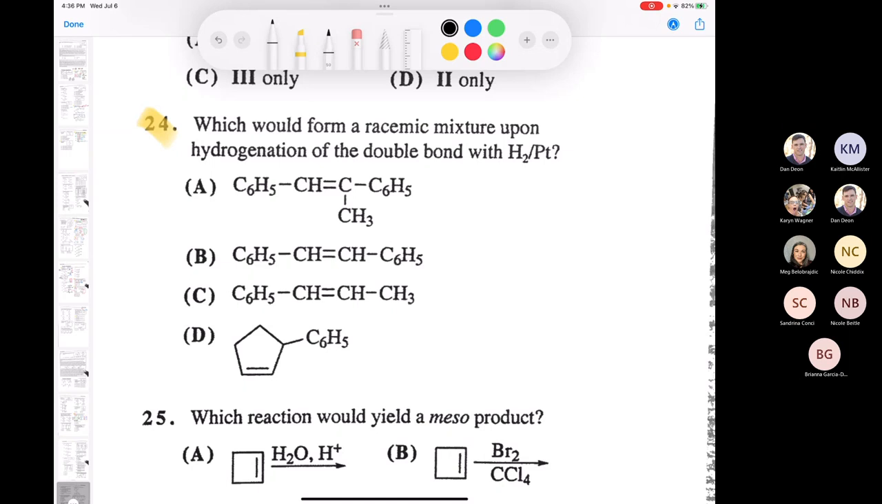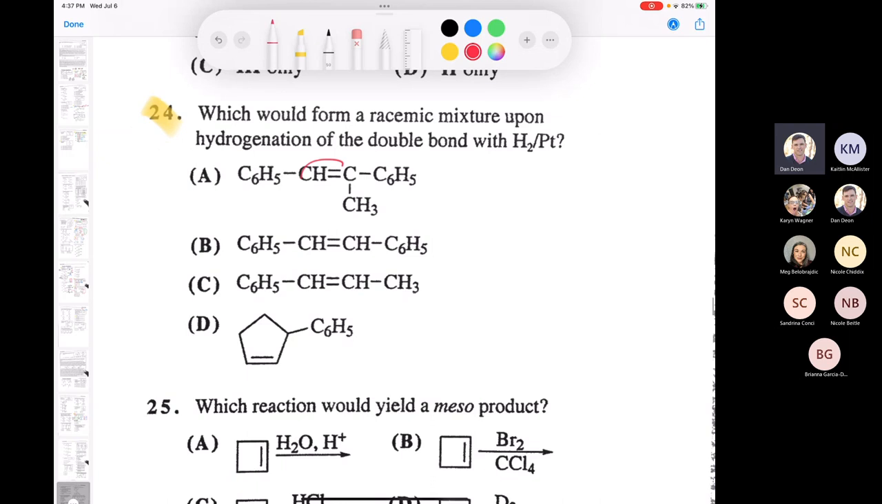So this question 24, it says, if you hydrogenated any of these double bonds, got a double bond here, here, here, and here, so they're all susceptible to hydrogenation, hydrogen with palladium, platinum, or nickel. So we're going to treat it with hydrogen and platinum. And it says, which one's going to give you a racemic mixture? So what you could do is hydrogenate all of them. That's one thing you could do.